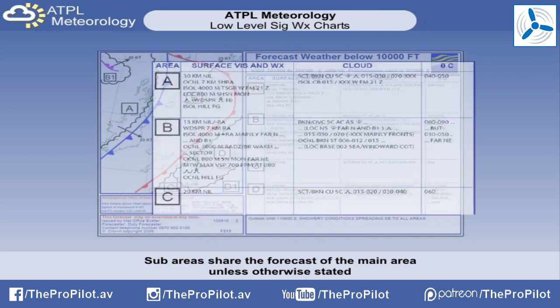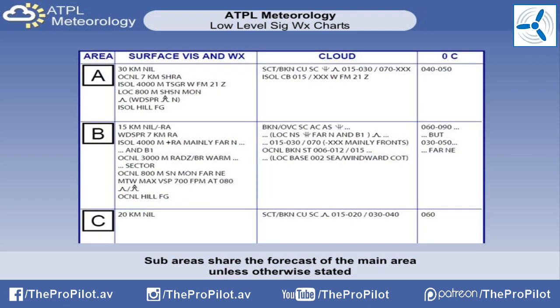The general conditions for Area B, and therefore B1, are 15 kilometers visibility with possibly nil weather or light rain. However, widespread throughout the areas, the visibility will reduce to 7 kilometers with moderate rain. In isolated areas, the visibility will be 4,000 meters in heavy rain, but this would mainly be to the far north of Area B, and certainly throughout B1.